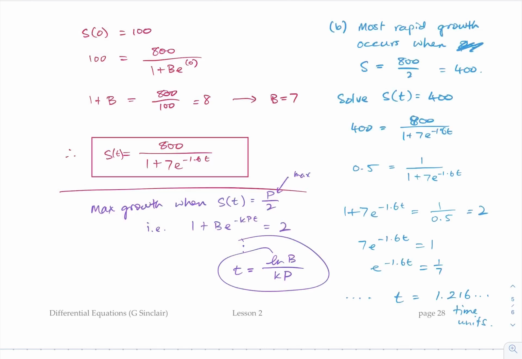The time at which the maximum growth occurs is the log of the B constant, which you have to find if you're getting anywhere, divided by k times the maximum population. All right, so that's true for any logistic situation. I'm not saying remember it, I'm just saying it's kind of nicer to work with this than it is to work with this. Okay? All right, that is the end of video 6G.